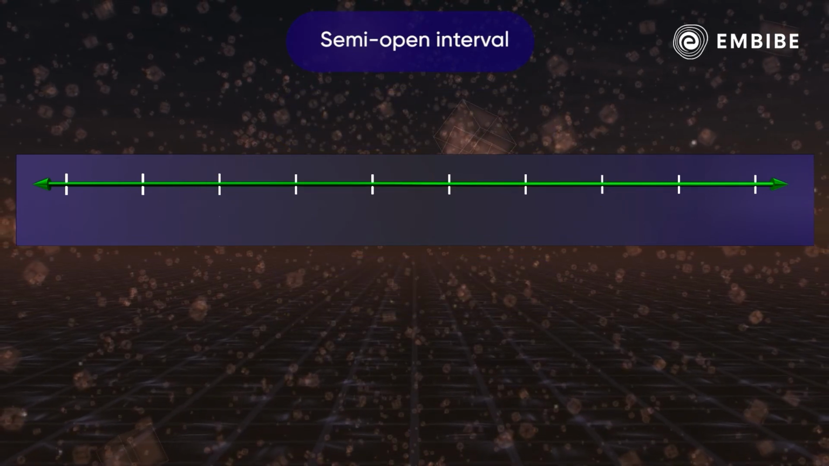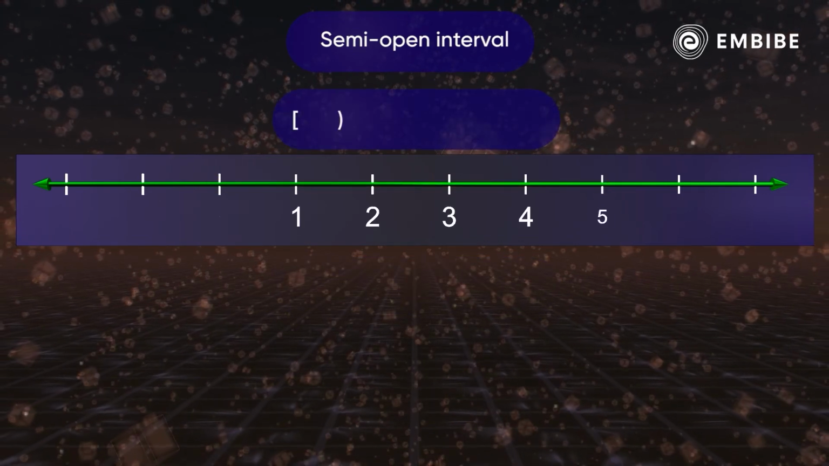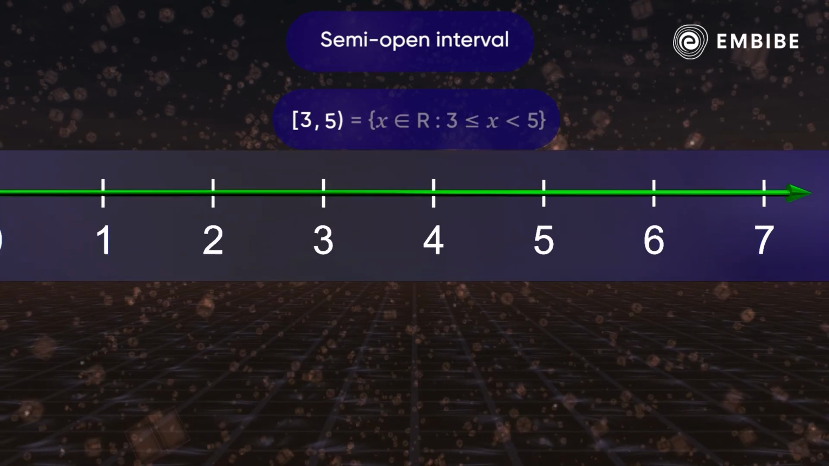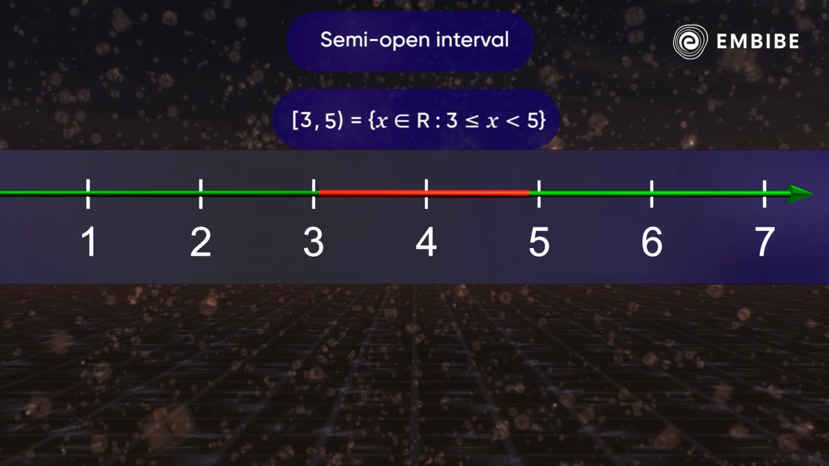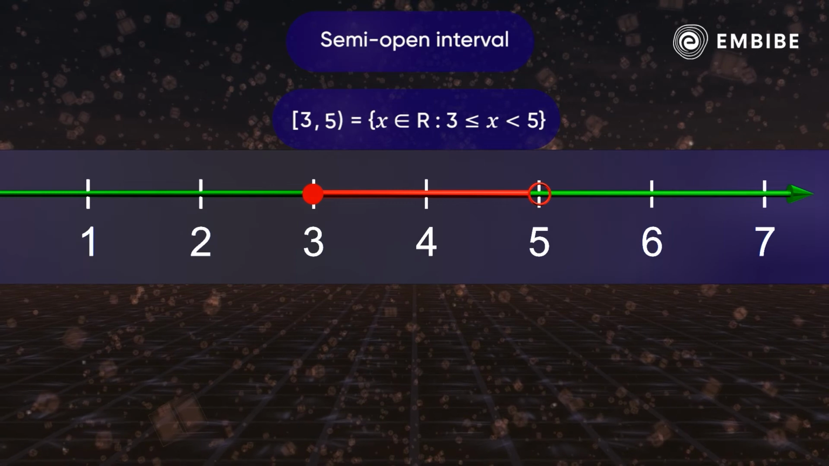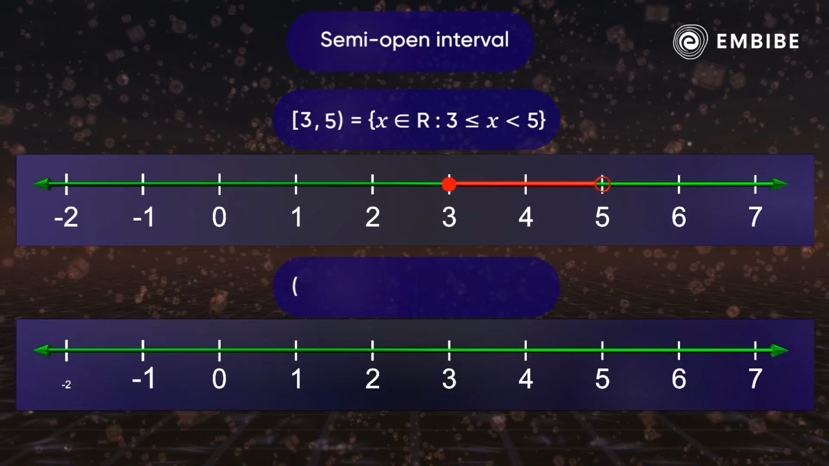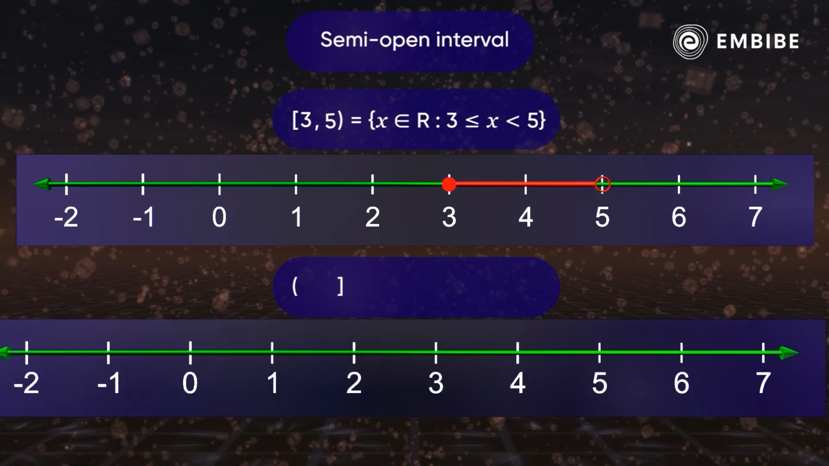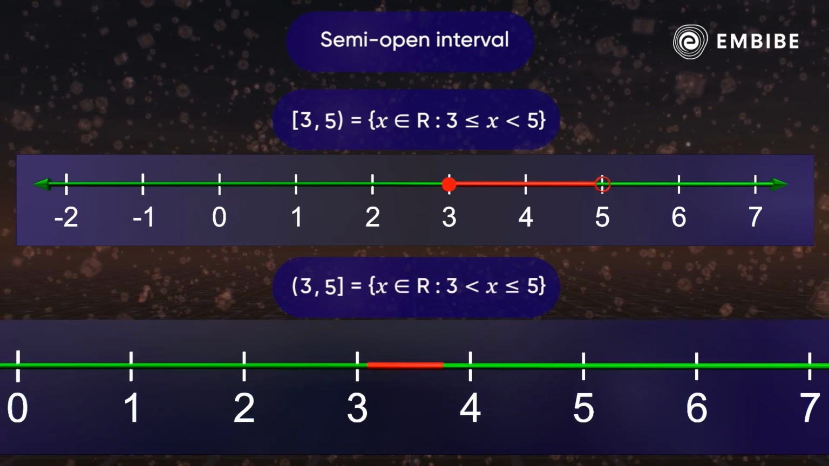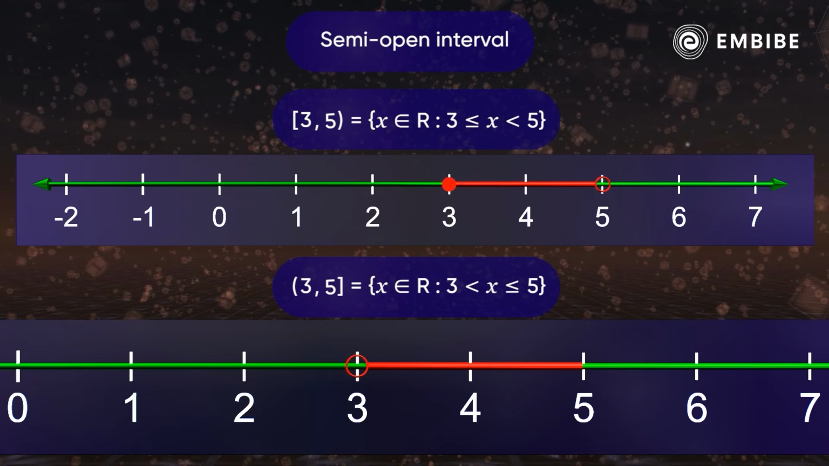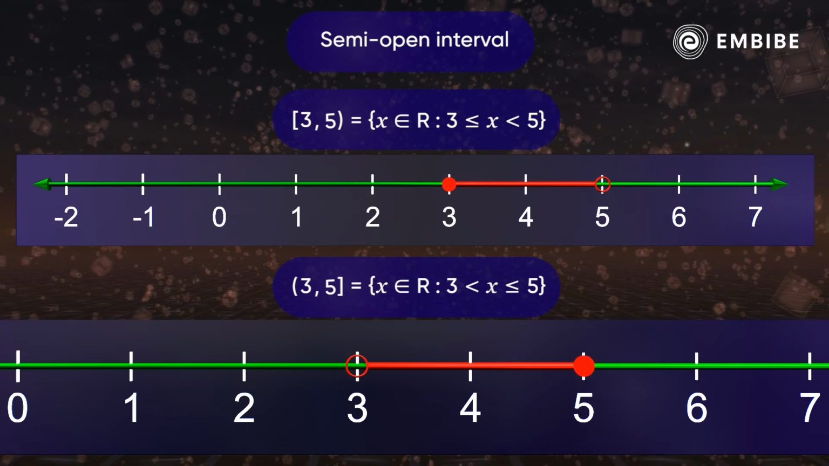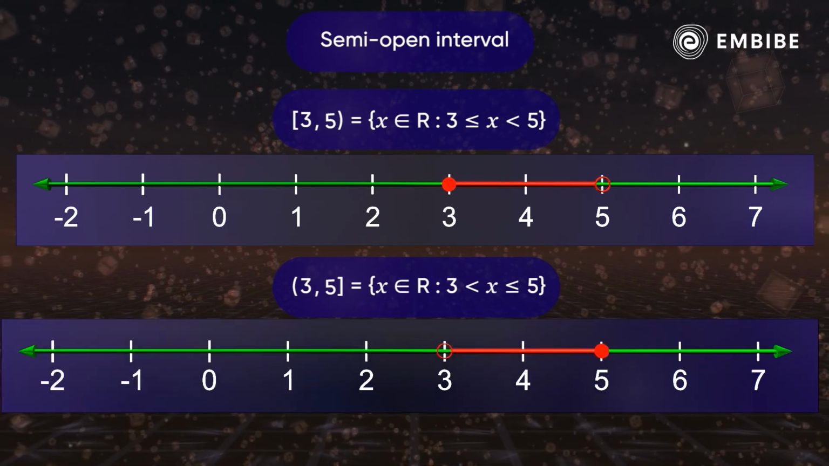For example, the semi-open interval left closed right open bracket [3, 5) has all the numbers greater than or equal to 3 and less than 5. Similarly, the semi-open interval left open right closed bracket (3, 5] has all the numbers greater than 3 and less than or equal to 5.